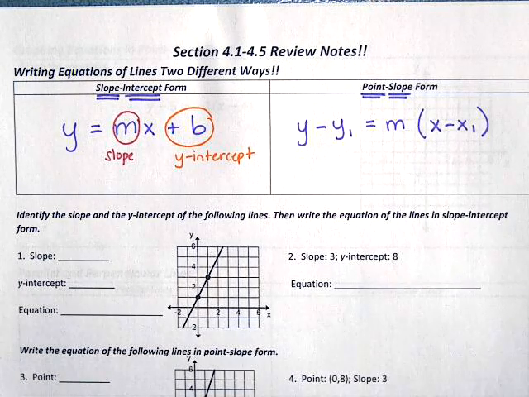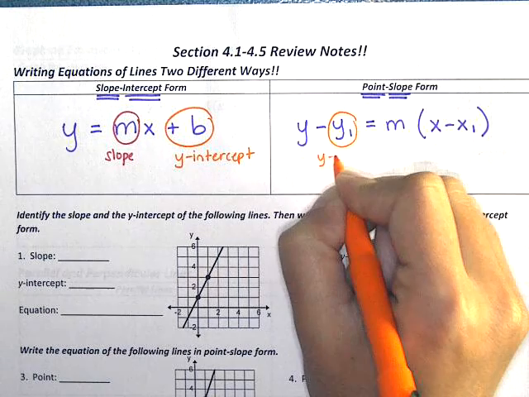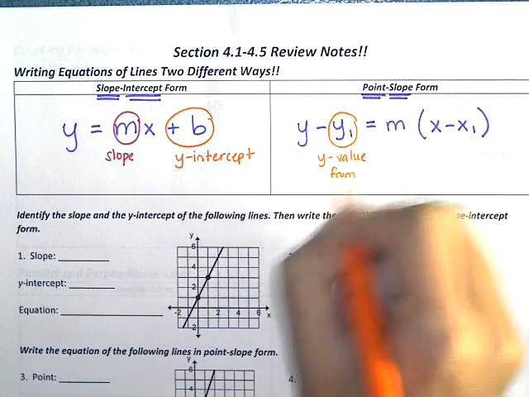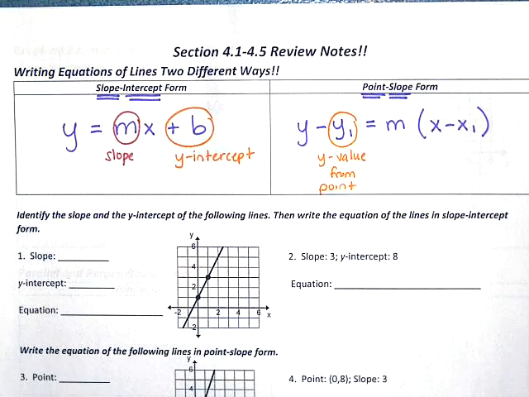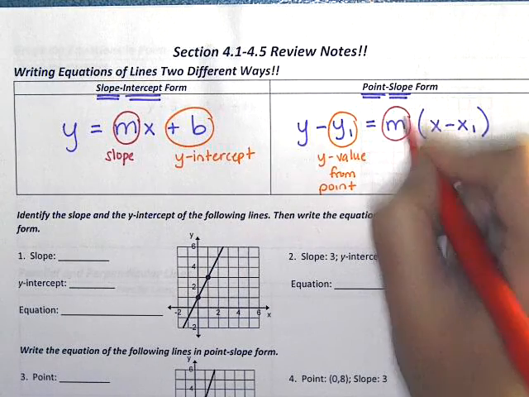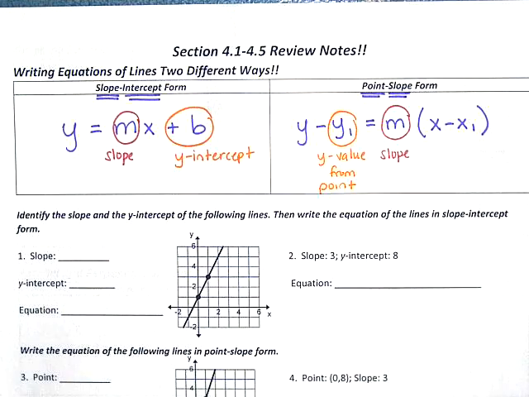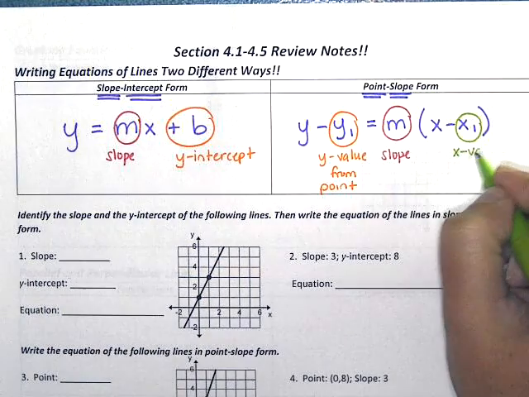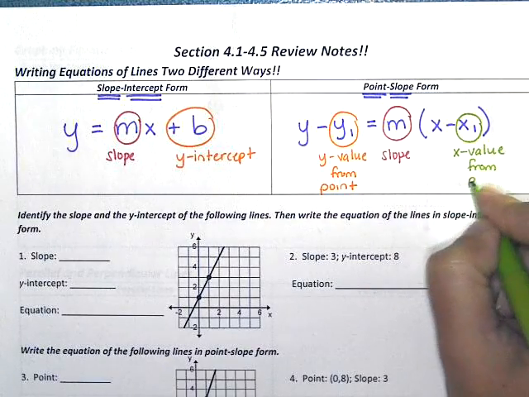In this equation, the y1 is the y value from the ordered pair, from the point that we are given. The m is still the slope, because m is always slope. And the x1 is the x value from the point that we are given.